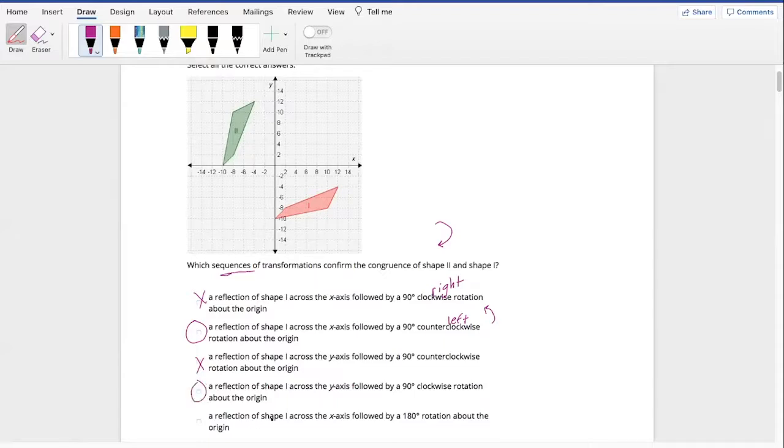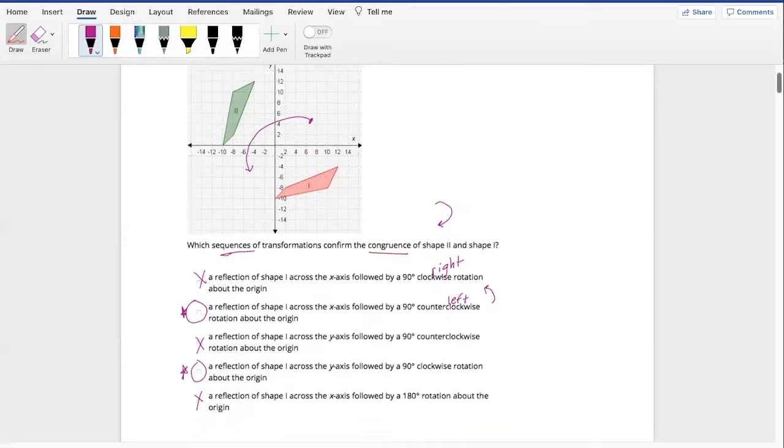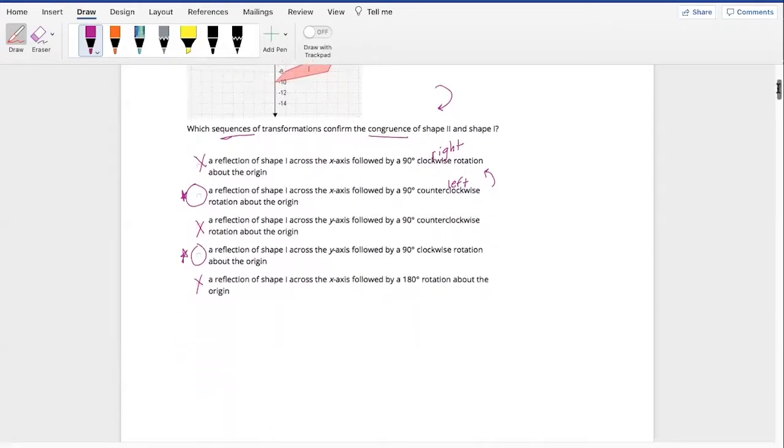And then the last one, a reflection on the x-axis, so reflect it over the x-axis, then 180 degrees. So 180 is like half a circle. If I had a shape in this quadrant and I go 180 degrees, half a circle, it's going to put me all the way over in this quadrant. So that is also not going to land on shape 2. So it was just these two that confirm the congruence. That means the two shapes would for sure match up, sides, angles, everything stays the same.